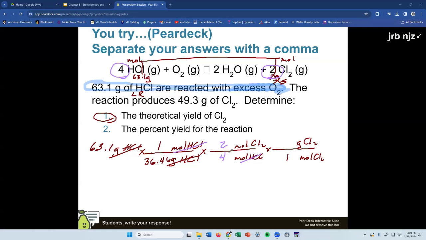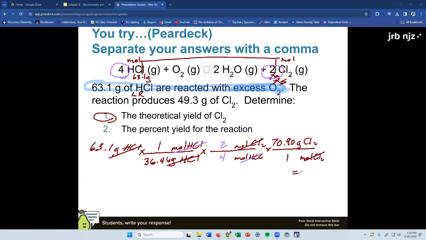And so again, for that, I need the molar mass. The molar mass comes from the periodic table. Chlorine is 35.45, and there are 2 of those. So total there is 70.90. And again, my moles of chlorine will cancel out there.